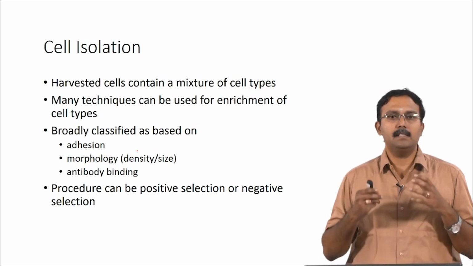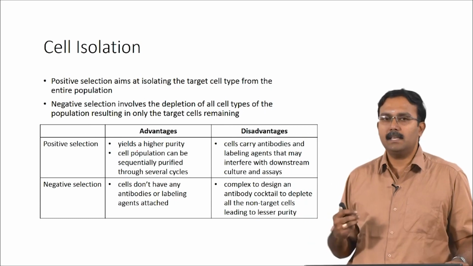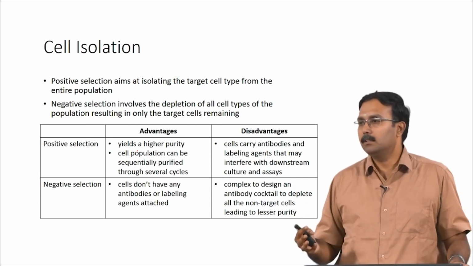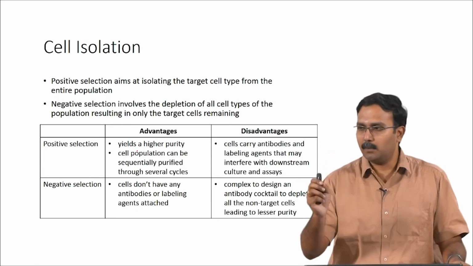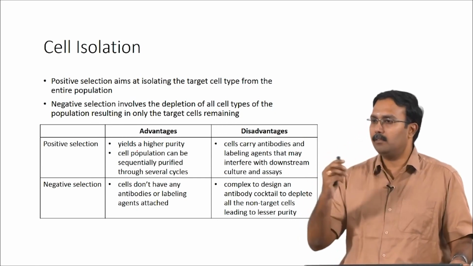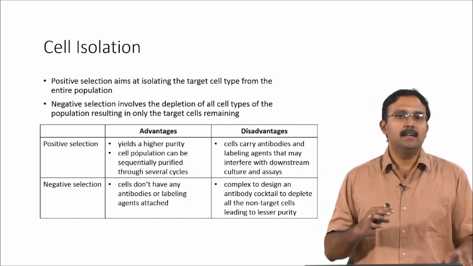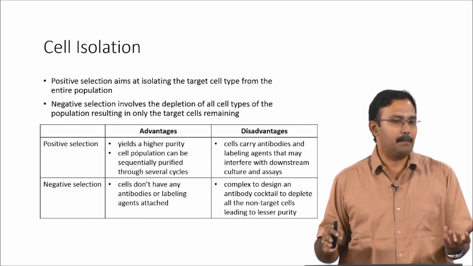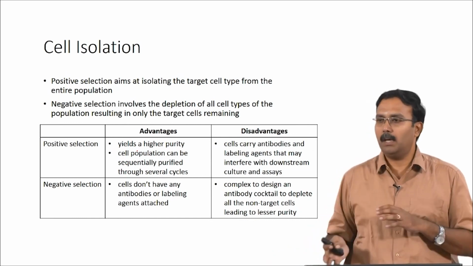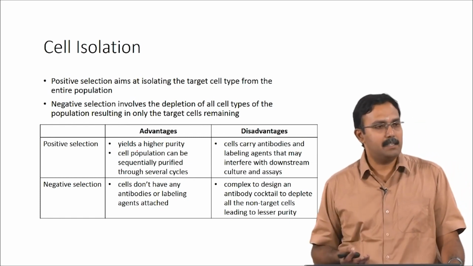What I mean by that is, in positive selection, you try to isolate the target cell type from the entire population. So, you might have like 8 or 10 cell types, and you try to target one cell type and take that out of the mixture. Whereas, the other thing is negative selection, where you deplete all other cell types and only the target cells remain. Both approaches are possible. Both of them have their own advantages and disadvantages.